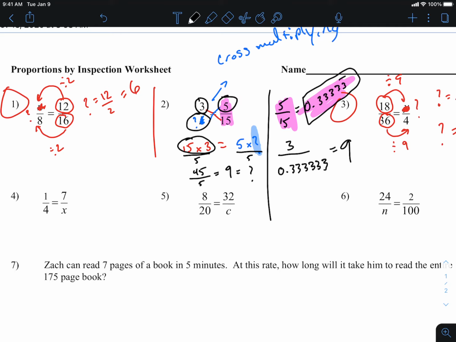It appears that across the whole class, there's all different ways to do this, and the important part is that we're all arriving at 9. That's what's important. Okay?